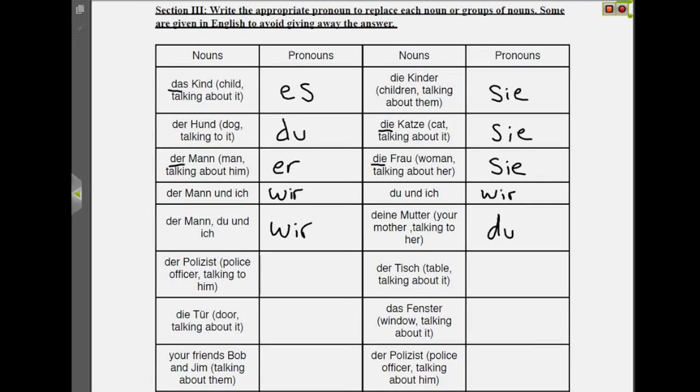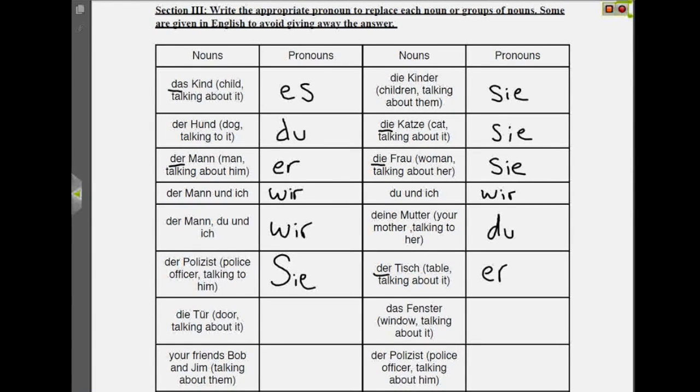Der Polizist. You're talking to a police officer. In the interest of not getting a ticket, you're going to use the Sie form here. Sie, being polite. Der Tisch, when talking about it. That's the example I gave earlier. Der Tisch, being a masculine noun, we have to use er when talking about it, as in er ist braun.